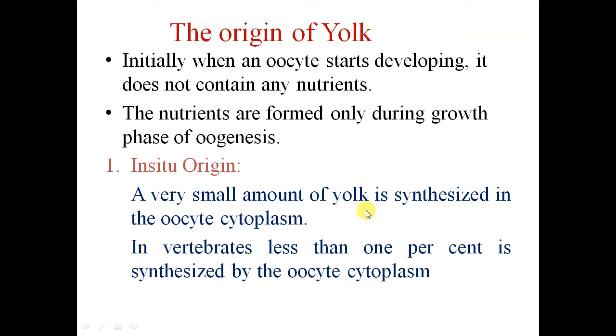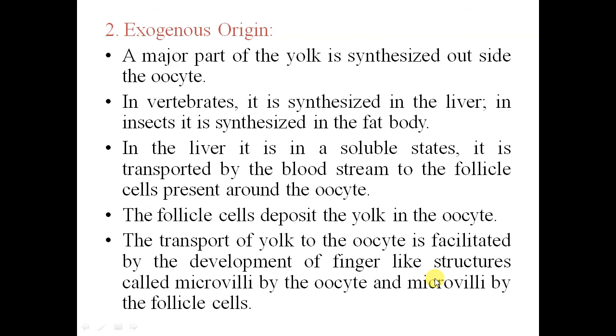Again, how is yolk originated? When an oocyte starts developing, it does not contain any kind of nutrients. The nutrients are formed only during the growth phase of oogenesis. Two theories have been given. One is in situ origin. A very small amount of yolk is synthesized in the oocyte cytoplasm. In case of vertebrates, less than 1% only is synthesized by the oocyte cytoplasm.